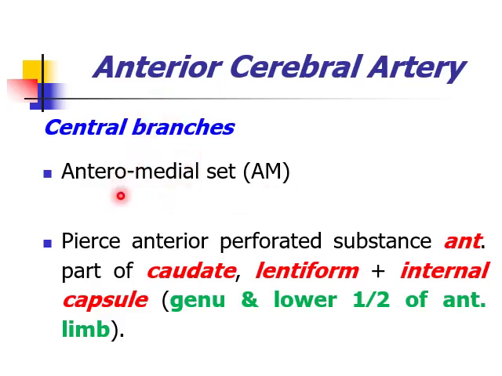The anteromedial set of arteries pierces what we call the anterior perforated substance and gives blood supply to the anterior part of the caudate nucleus and the lentiform nucleus. Those are parts of the basal ganglia. It also supplies the internal capsule, in particular the genu and the lower half of the anterior limb. So the anterior cerebral artery gives off an anteromedial set of arteries supplying deeper structures of the brain.